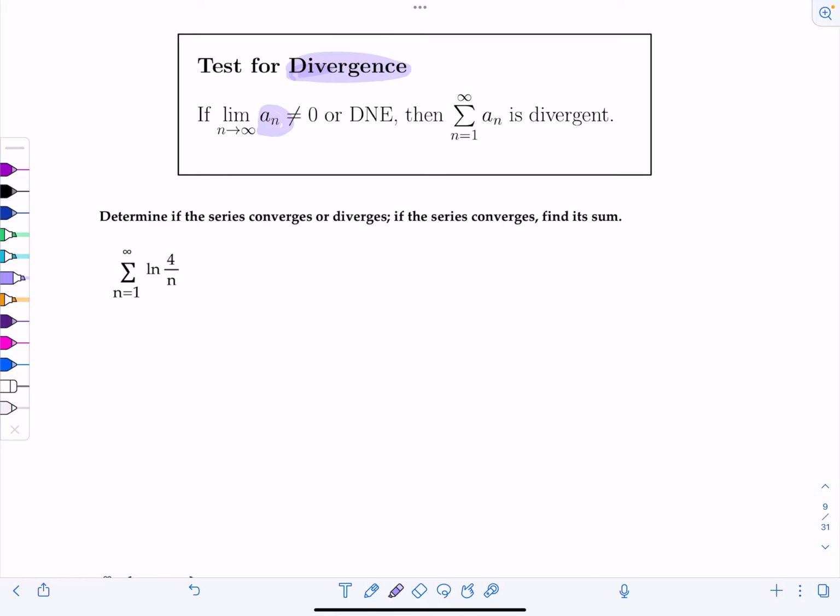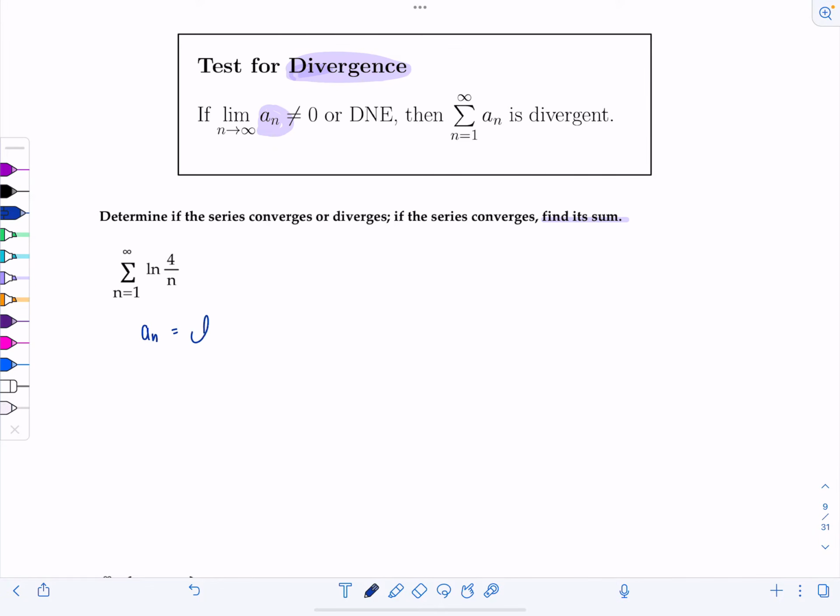Great. So on that note, let's look here. Determine if the series converges or diverges. If it converges, find its sum. Oh, that tells me it's going to be either geometric, telescoping, or Maclaurin. This is none of those. So probably we're not going to be able to find the sum. All right.